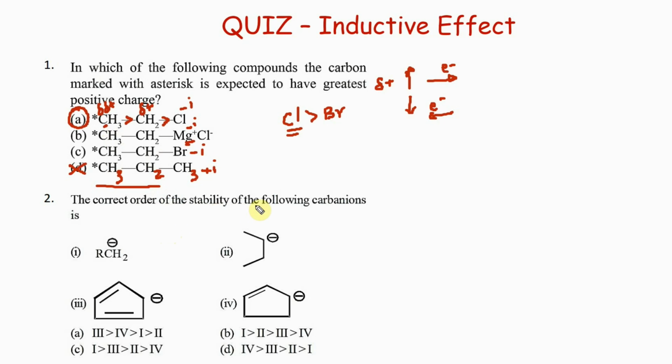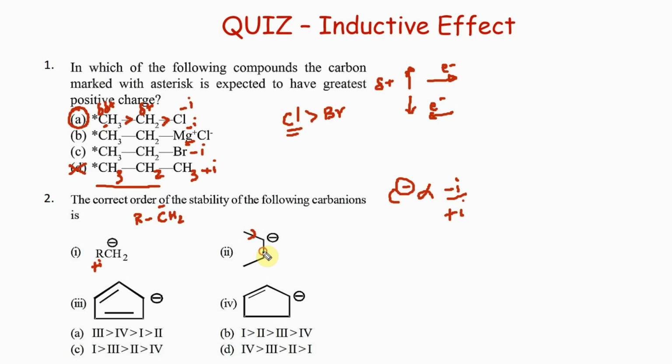Question number 2. The correct order of stability of the following carbanions. A carbanion, C minus, is stabilized by minus I and destabilized by plus I. So stability is proportional to minus I and inversely proportional to plus I. Now look at it. Next to the CH2, what is there? R is there. R is an alkyl group, which is plus I. But R is attached through one bond.